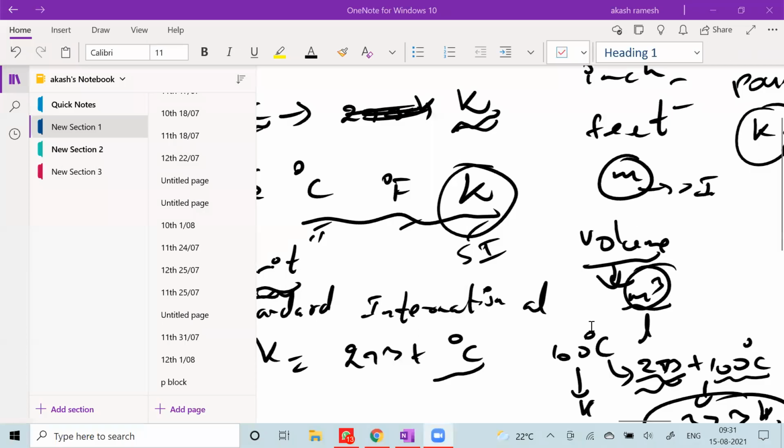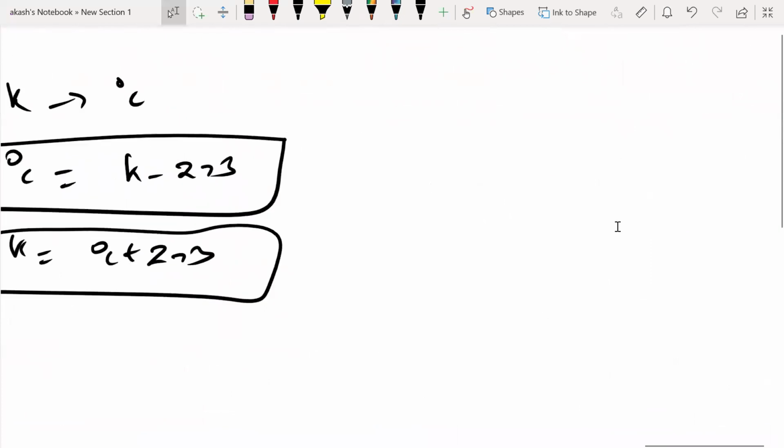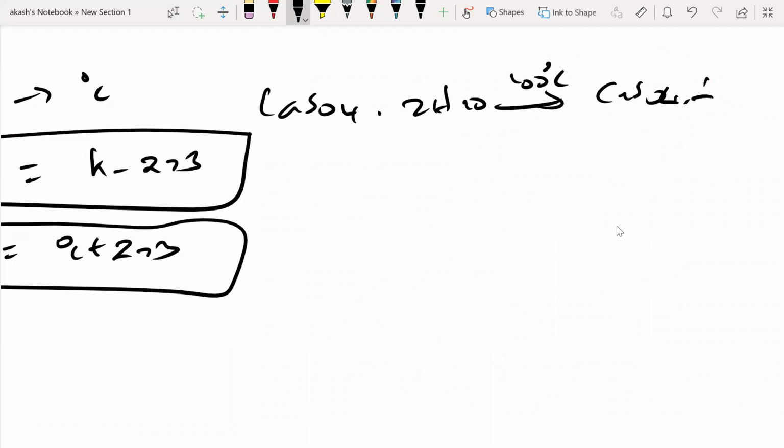I'll share the screen again. You are saying that if I have CaSO4·2H2O and heat it to 100 degrees Celsius, I form CaSO4·½H2O. What happens to the other part? The other 1.5 is what you're asking. The other 1.5 will evaporate as water vapor. It will go into the atmosphere.